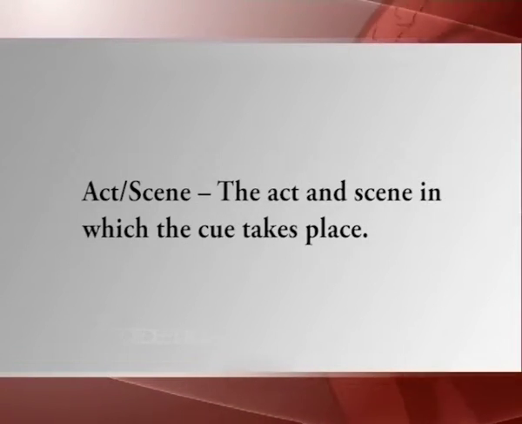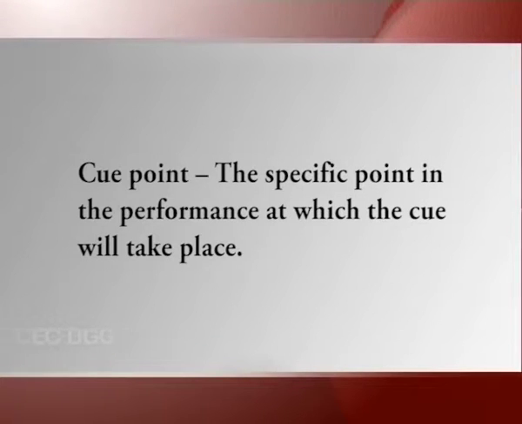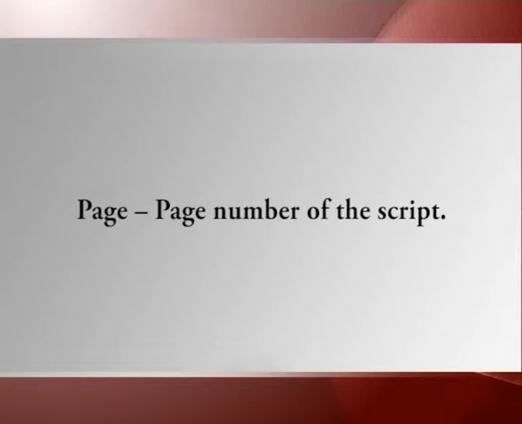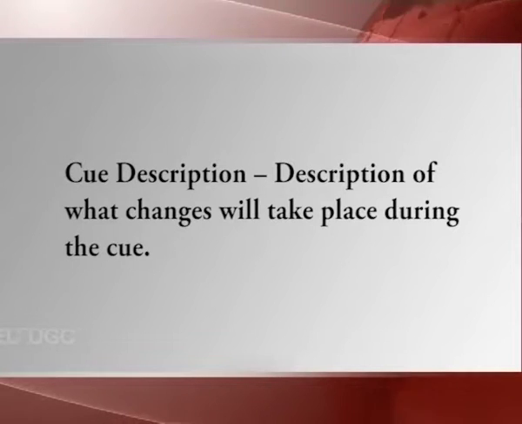Second is act or scene, the act and scene in which the cue takes place. Third is cue point, the specific point in the performance at which the cue will take place. Fourth is page, that is the page number of the script. Fifth is cue description, that is the description of what changes will take place during the cue.